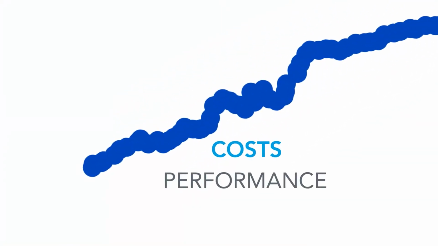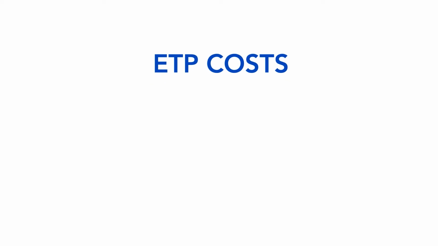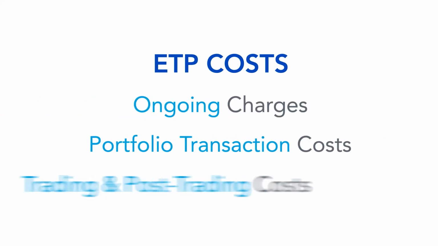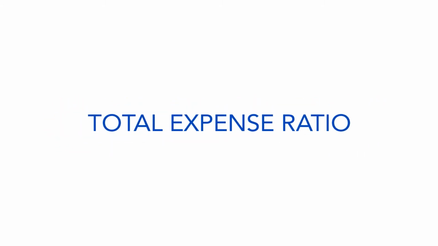Costs and performance are important considerations when making an investment. There are a number of factors that influence the total cost of owning an ETP, which can be broadly divided into three categories: ongoing charges, portfolio transaction costs, and trading and post-trading costs. The ongoing charges figure is a measure of the recurring costs, also referred to as total expense ratio, or TER.